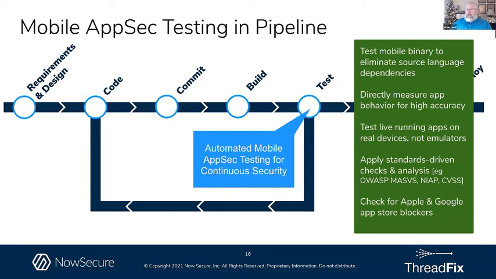So I test a mobile binary. That eliminates language dependencies. It doesn't matter what the mobile app's written in. Traditional static source code's worried about what language you're in. You're waiting, you get delays for language compilers. No, we don't. Doesn't matter. Any language as long as it runs.